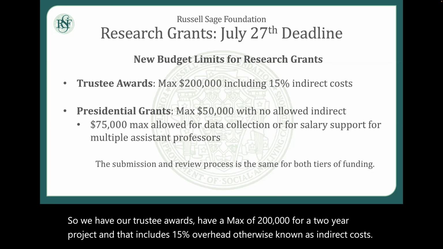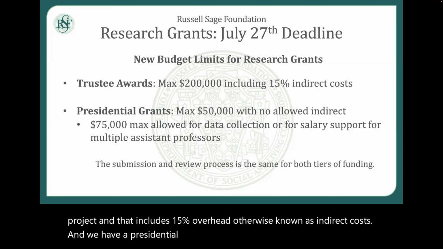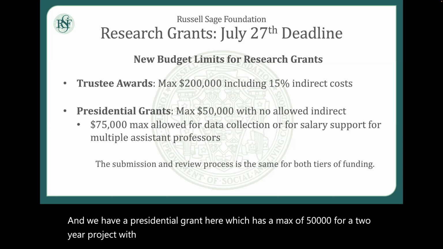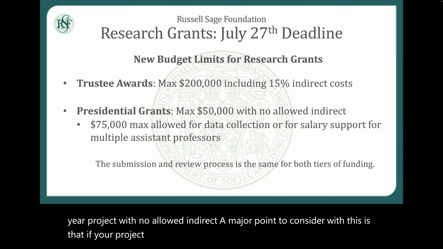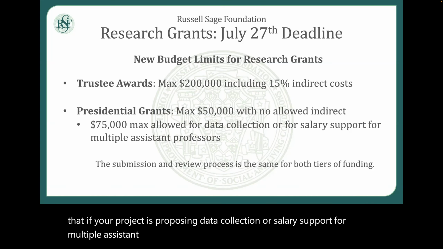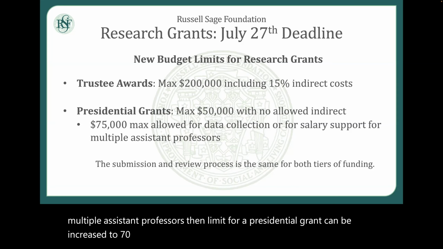And we have a presidential grant tier, which has a max of $50,000 for a 2-year project with no allowed indirect. A major point to consider with this is that if your project is proposing data collection or salary support for multiple assistant professors, then the limit for a presidential grant can be increased to $75,000 for a 2-year grant.